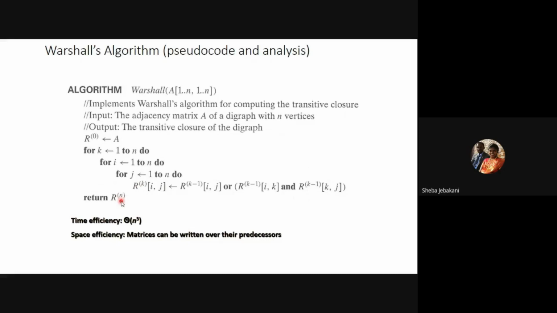Okay. So since we have 3 for loops over here, you have sigma of k equals 1 to n, sigma of i equals 1 to n, sigma of j equals 1 to n, and there is only one line that is executed. So if you use your summation formula, you can find out that time efficiency becomes theta of n cube. Okay, so you can use summation formula and you can try to solve this particular problem.